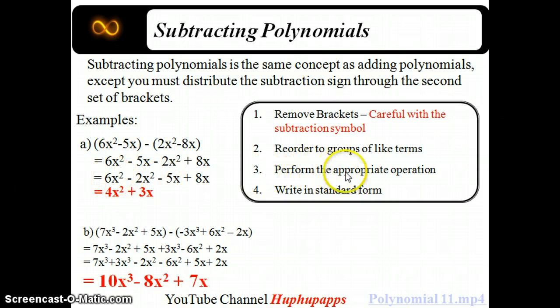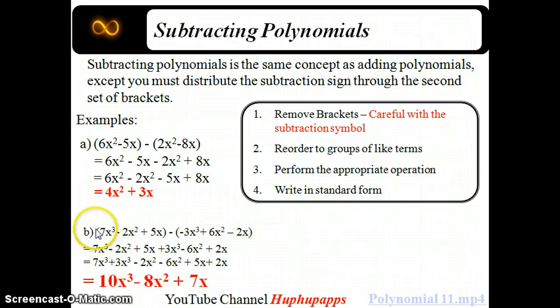Now we will do the appropriate operation. 6x squared minus 2x squared. 6 minus 2 is 4x squared. Remember, this is a negative 5. So negative 5x plus 8x. Negative 5 plus 8 is a positive 3x. So then I look for standard form. X squared comes before x to the power of 1, so this is in standard form and you're done the question. We can now look at a little bit more of a challenging question.